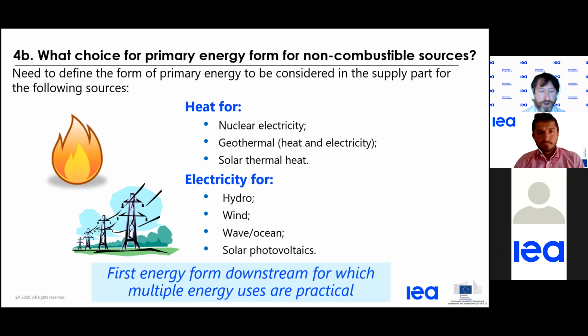For nuclear energy, the choice would be between the energy content of the nuclear fuel rods, the heat produced in the reactor, and of course the electricity produced in the nuclear reactor as well. And for solar, you would have the choice between the solar energy hitting the solar PV cell and the electricity produced. So there are a number of choices, but at the IEA, we've adopted a principle that the primary energy form should be the first energy form downstream of the production process for which multiple energy uses are practical. In principle, this means that we either define the energy as electricity or heat energy.